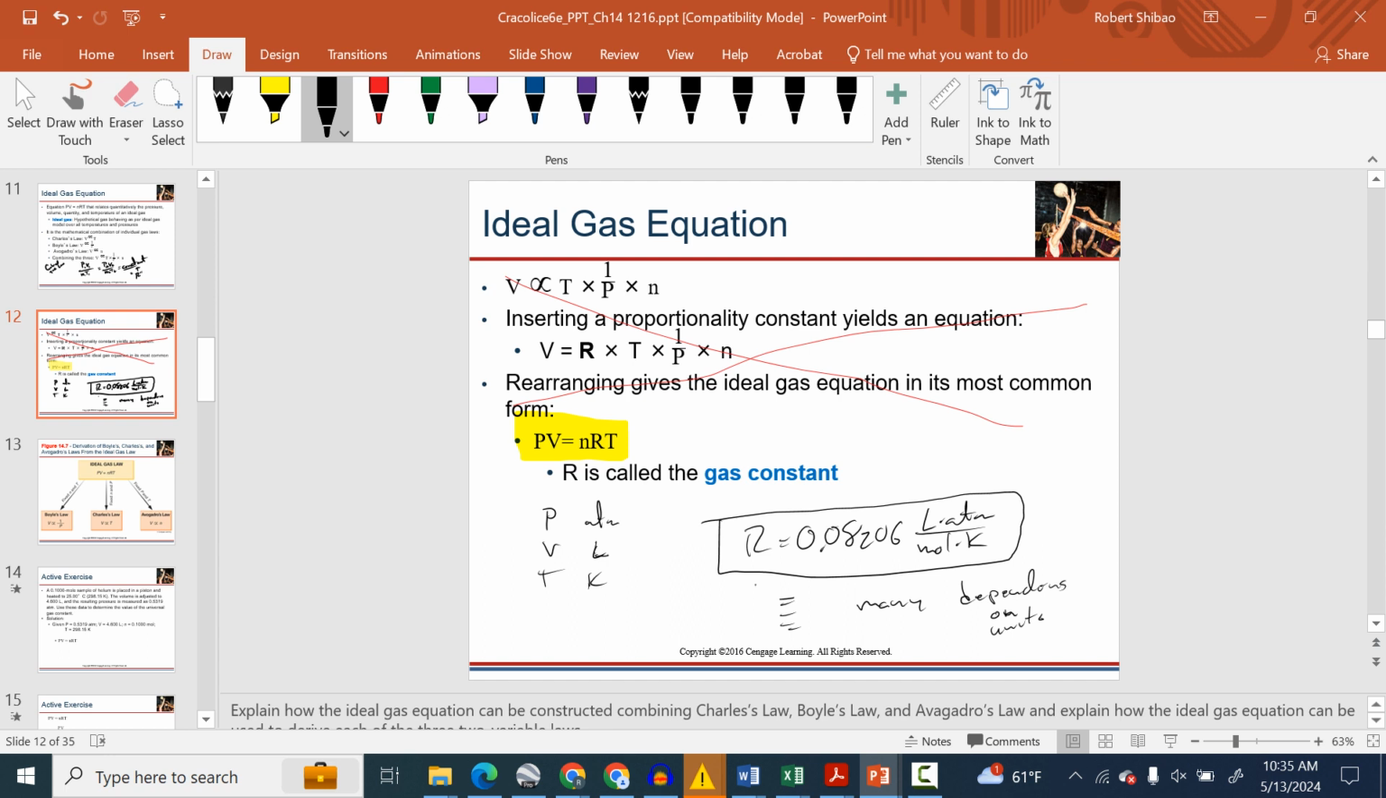However, if you use milliliters, then we're going to have a different R value. If we use bar, we're going to have a different R value. And so I don't want to memorize a whole bunch of different R values and then use those accordingly. It's the same: liters times atmosphere, ATM, divided by mole Kelvin.